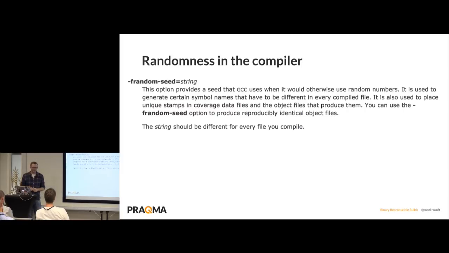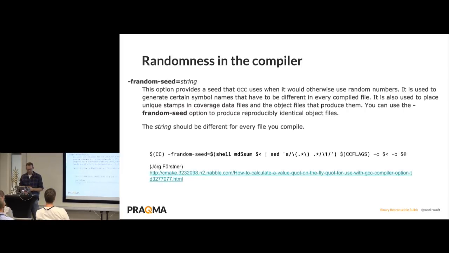So how do you do that? Well, there was a very clever guy called Jörg, who I've never met. Seems like a nice guy though, because he came up with a really good solution. In your makefile, what you do is you shell out and take an MD5 sum of your source file, take that sum and use that as the random seed. So that's kind of a stable way to solve that problem. But do not have two identical files.